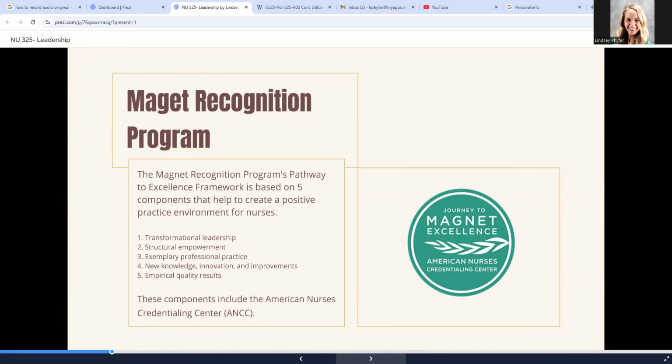The second component is structural empowerment. Third is exemplary professional practice. Fourth is new knowledge, innovation, and improvements. And fifth is empirical quality results, which is something that we'll talk to y'all about later on in this program. So don't harp too much on that. But all of these components include the American Nurses Credentialing Center, or the ANCC.